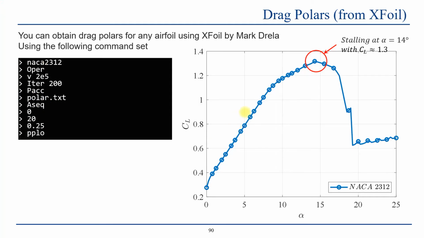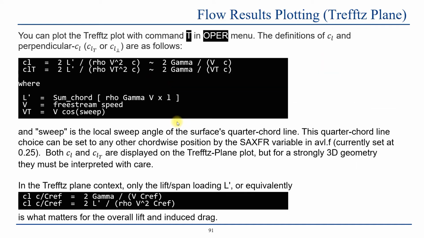So that is how you can identify stalling for the airfoil or sections of the wing or the wing using a combination of the XFoil and AVL. And these are some of the definitions for the term we were seeing. So the CLT or the perpendicular CL is defined with these equations from the documentation that is provided with AVL by Mark Drela. And you can see all the elements.